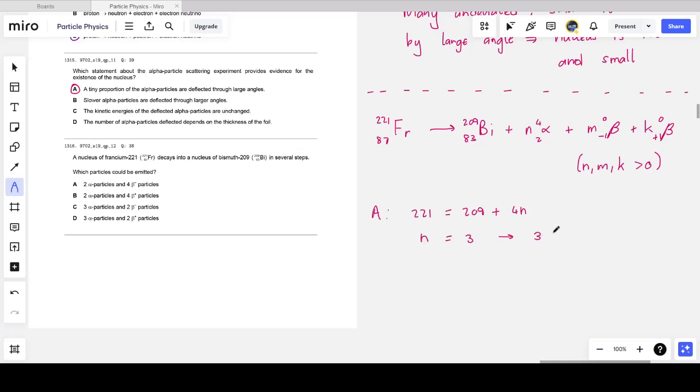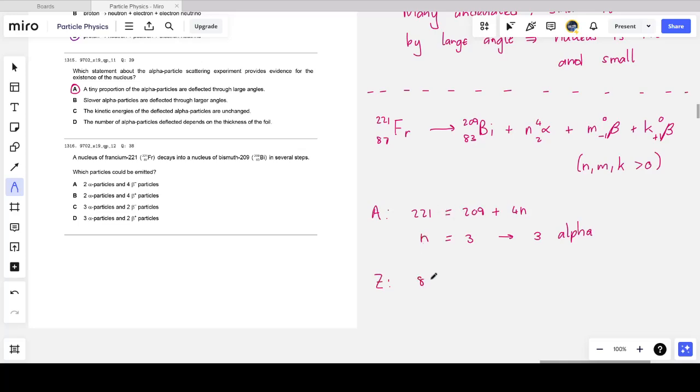Okay, so that tells me immediately I have 3 alpha particles. So I can eliminate options A and B. It must be option C or D. But let's figure out whether it's going to be beta plus or beta minus particles. Again, you could do this just by looking at the problem without actually writing down the maths.